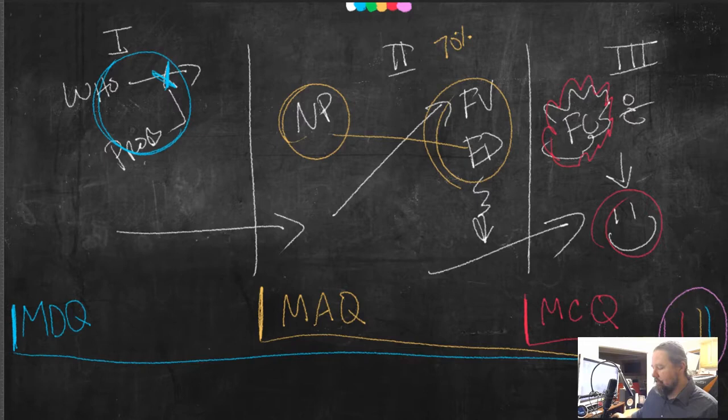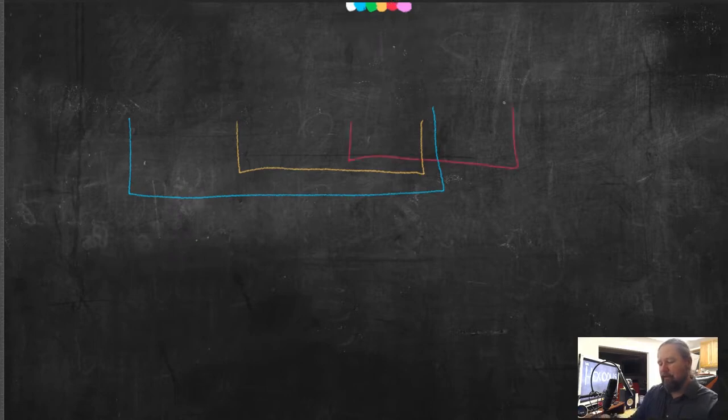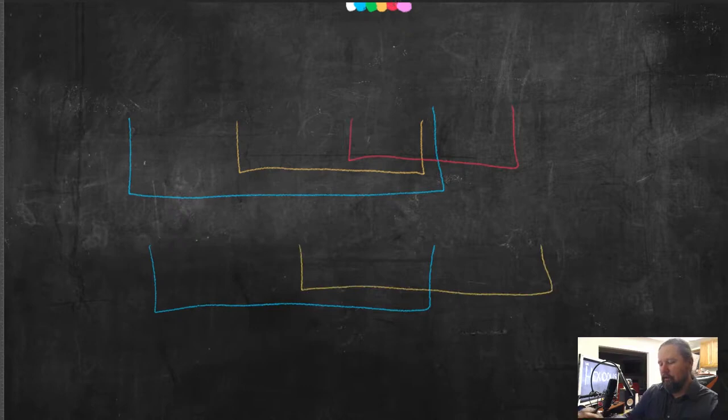If it does go out of order, it's going to look something like this. We're going to have our major dramatic question that goes like this. Then we're going to have our major action question that does something like this. And then maybe we're going to have our major conflict question that looks like this. Or maybe we're going to have our major dramatic question, major action question, then our major conflict question, like that.